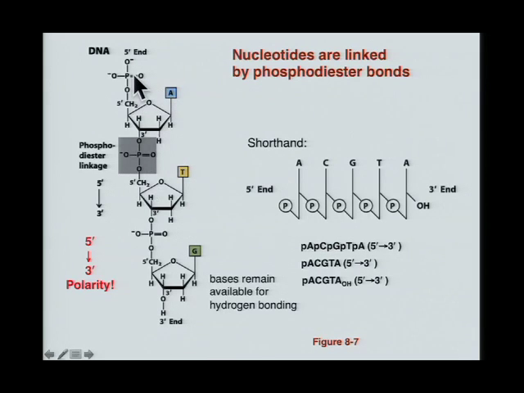Okay, and so initially when this molecule was being discovered, it was unclear what the position of the ribose was relative to the bases. So these nucleotide bases could have been on the inside or the outside, and there could have been different structures, a helix or other sorts of structures. And so what's really important here is the way in which these nucleotides interact with each other.